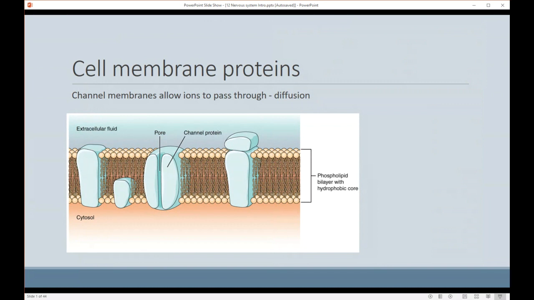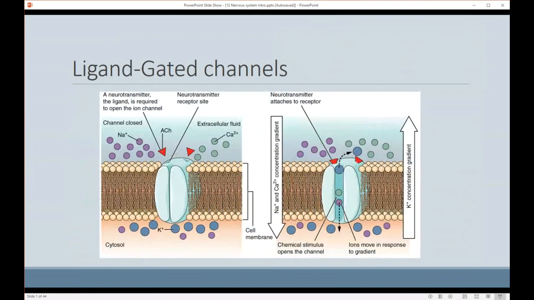Remember we talked about cell membrane proteins. Channel membranes are going to allow those ions to pass through, and they do that through diffusion. Remember, we moved from an area of high concentration to an area of low concentration. We also have ligand-gated channels, where a neurotransmitter or something else binds to the channel, and that opens it. It's like the key. That ligand is like a key, and in this case, it's acetylcholine. When that happens, we can open up the channel.